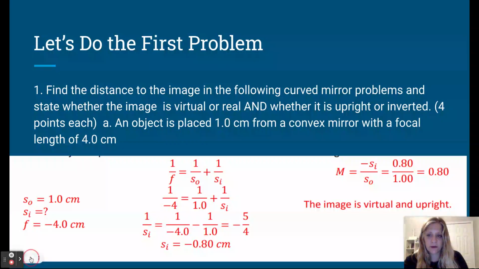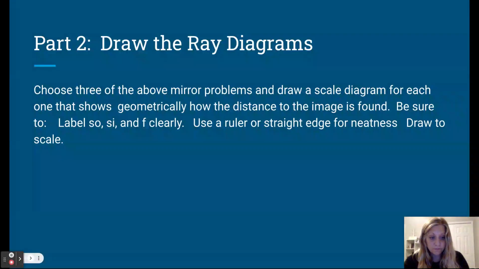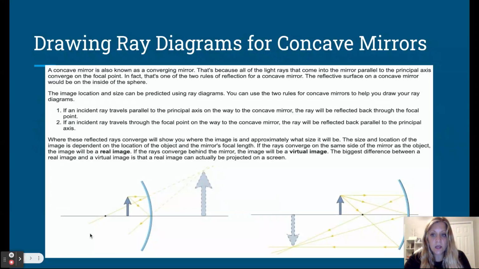So that's the first part of the problem. For the second part, you're asked to choose 3 of these problems and draw ray diagrams for them. We know some different pieces of information from our problem that will help us in drawing the ray diagram. We know the object distance, the image distance, the focal point, and the magnification, so we know the difference between the size of the image and the size of the object. That's what we're going to draw when we draw these ray diagrams. So it matters what type of mirror you're working with.